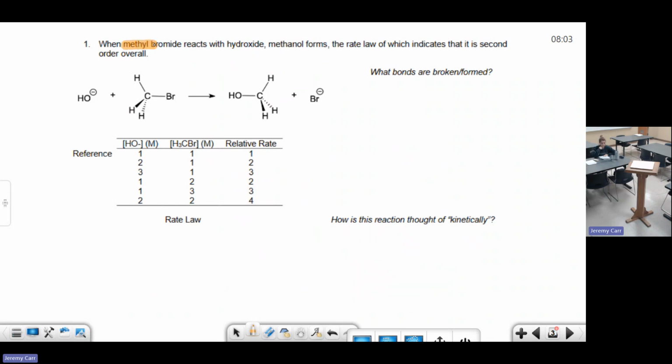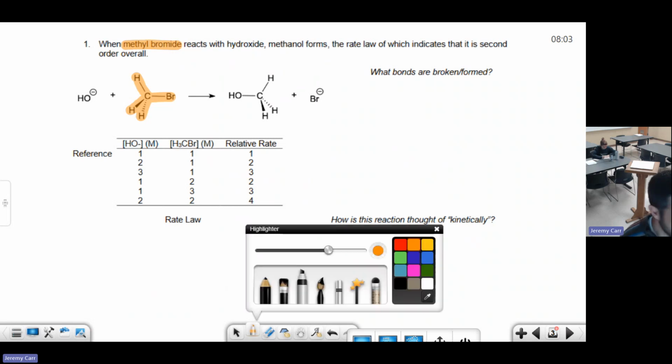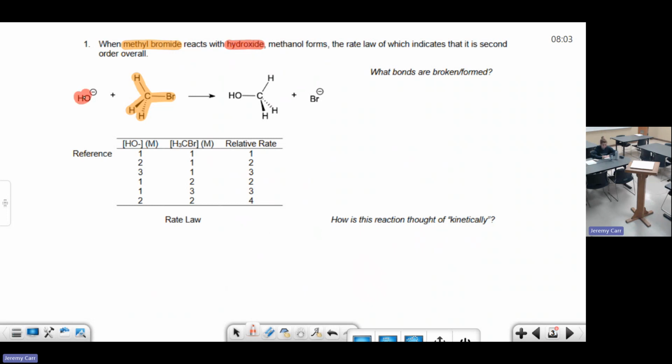We've got methyl bromide, it's this guy right here, and we've added a few stereochemical elements. Stereochemistry will be slightly important in this unit, so it's important for us to know that. And then we have hydroxide. We might as well highlight that too. That's going to be your OH right there.